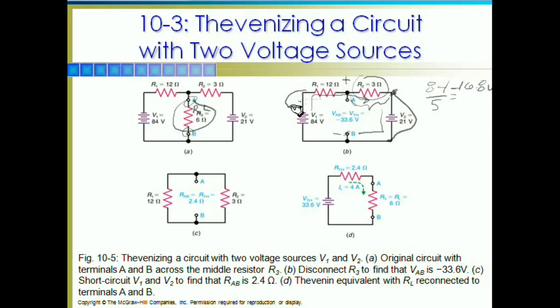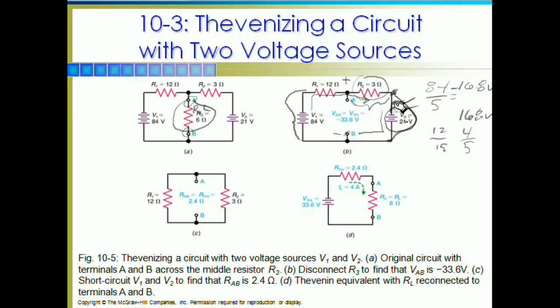If I then short out that side and use my 21 volt source, I've got 12 ohms over 15 ohms, which is what's that, 4/5? 12 over 15, yeah, 4/5. So I'm looking at 4/5 of 21 volts, which is about 16.8 volts.